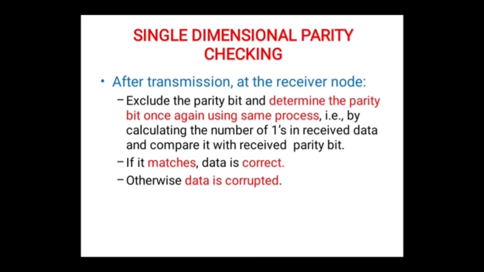We leave the parity bit aside for a while and try to recalculate our own parity. And then we match our parity with the sender parity. The received parity and the sender parity bits are matched with each other, and if they match, it means the data is correct, otherwise the data is corrupted.